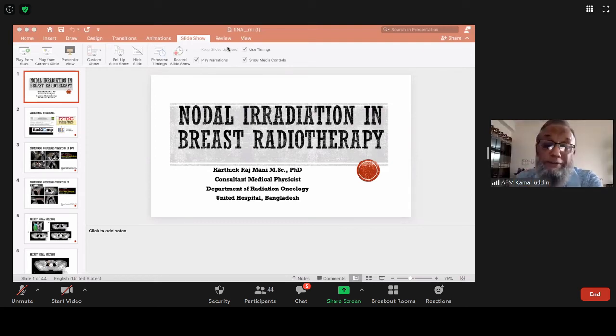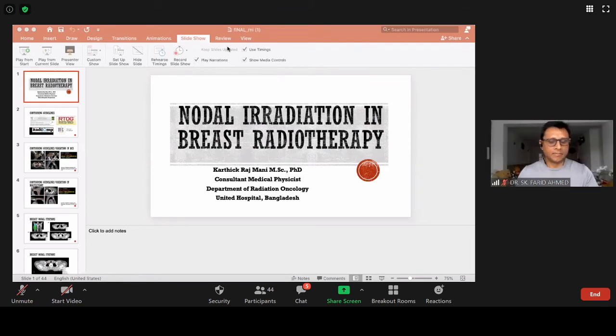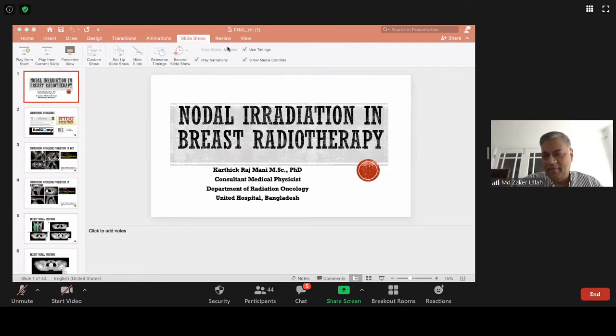Okay. It's not practiced in UK. Kamal bhai, it's not practiced in UK. I'm just very surprised. I know this is a study, I completely understand, but did they show you the survival benefit or overall benefit or local benefit by doing supraclavicular? It is only local control.